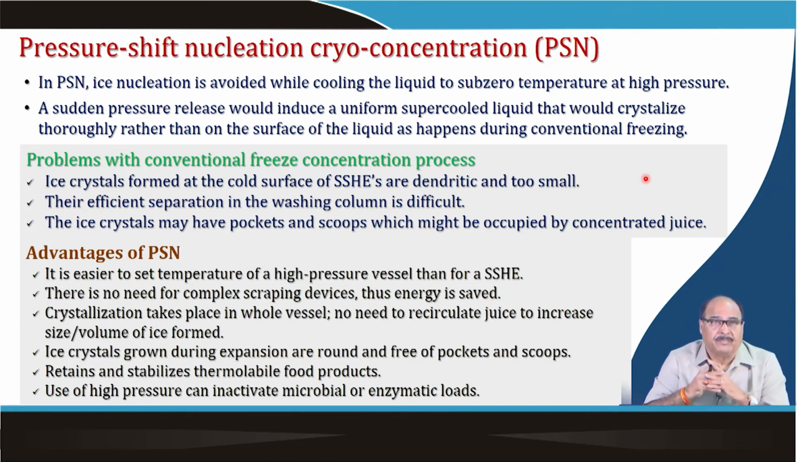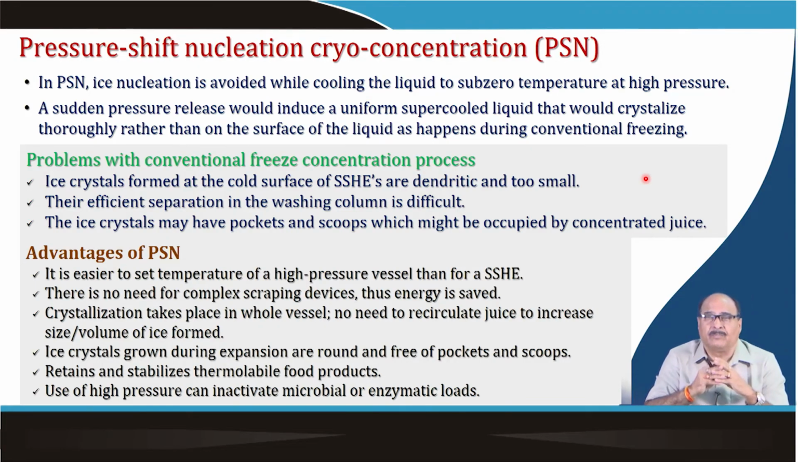Then pressure shift nucleation or cryonucleation is another emerging technology that uses high pressure shift freezing or concentration nucleation. In PSN, ice nucleation is avoided while cooling the liquid to a sub-zero temperature at high pressure. So, a sudden pressure release induces a uniformly supercooled liquid that would crystallize thoroughly rather than on the surface of the liquid, as happens in conventional freezing.